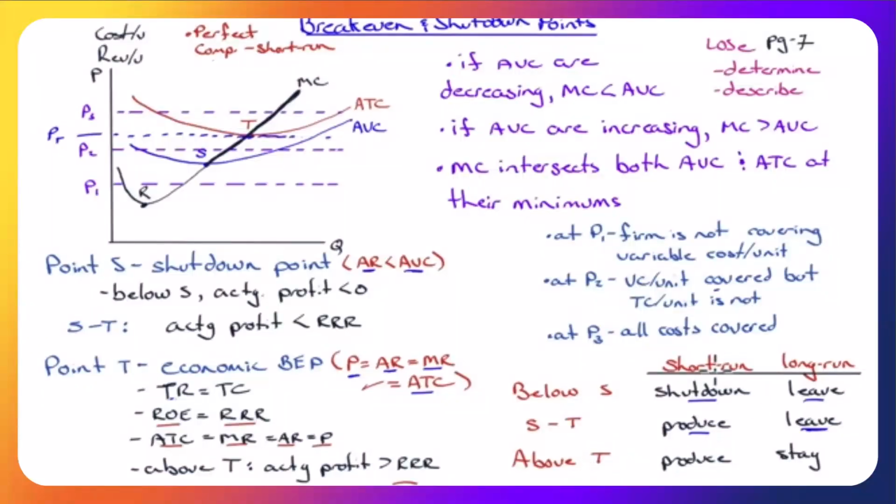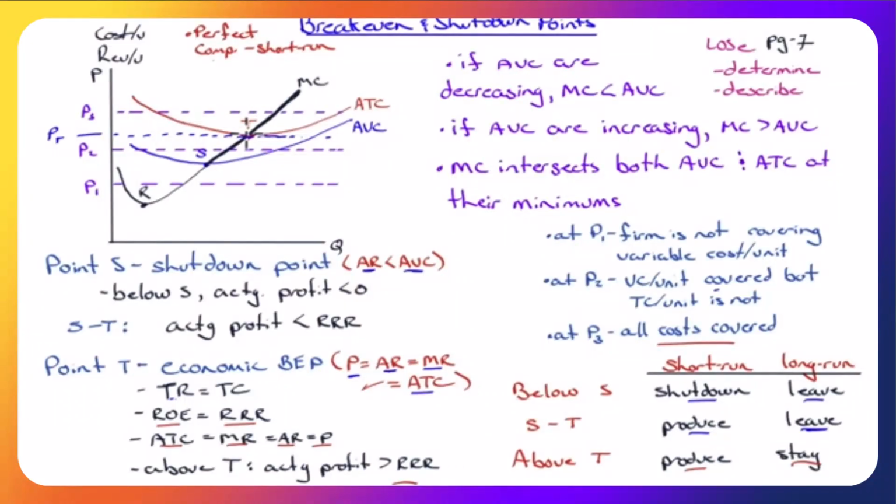So at above T, what should we do in the short run? Produce. What should we do in the long run? Stay in the industry. So that's what we do at T. Anything above, all costs are being covered and then some, where the firm is generating supernormal profits or abnormal profits. At point T, the firm is generating a normal profit. That is called the economic break-even point. When economic profit equals zero, well, that's an economic break-even point. We've covered all our costs, including our required rate of return.